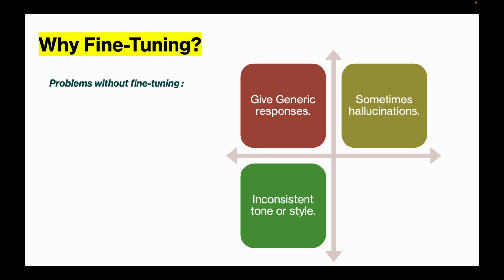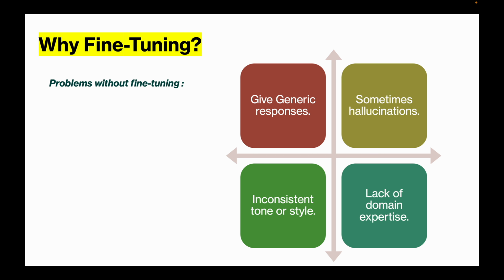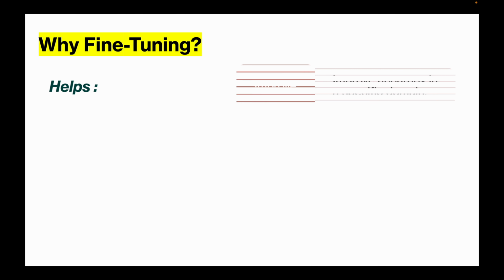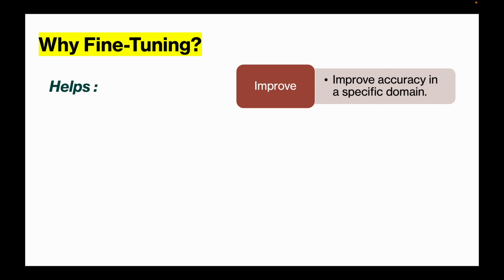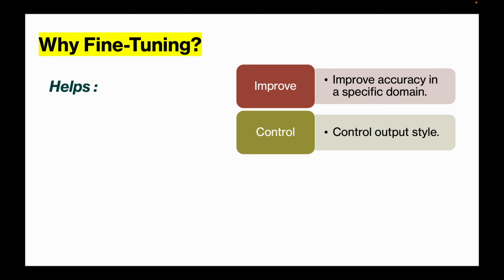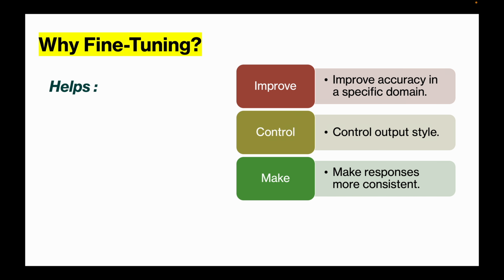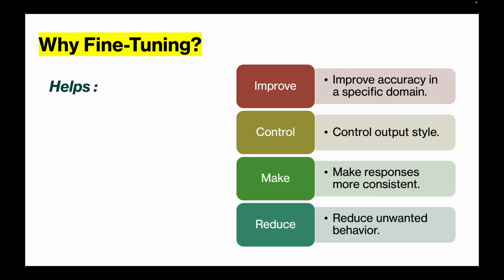The responses of the model may vary in tone or style, which can sometimes make them unsuitable. Lack of domain expertise. The model without fine-tuning might not provide correct answers when responding to specialized topics. Hence, fine-tuning helps improve accuracy in a specific domain, control output style, make responses more consistent, reduce unwanted behavior.